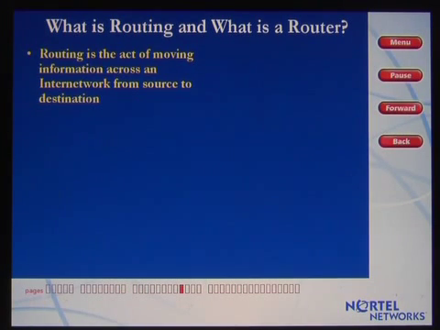Routing is the act of moving information across an internetwork from source to destination. This process may involve the information flowing across a number of discrete networks, often called subnetworks. These may be owned and operated by different organizations, as is the case with the Internet.